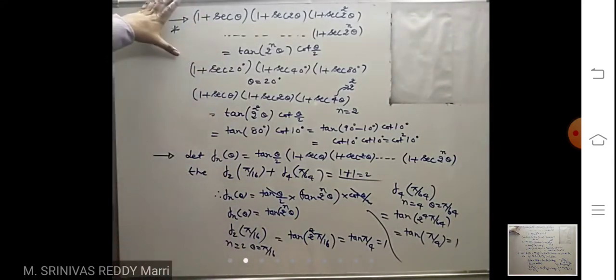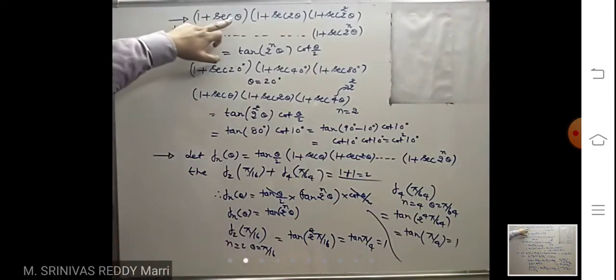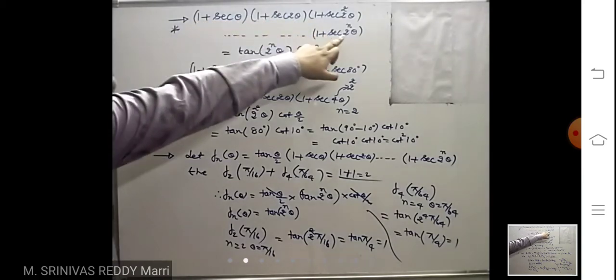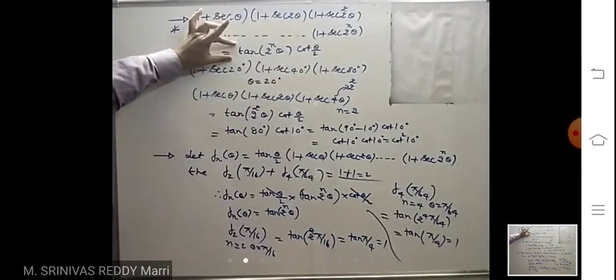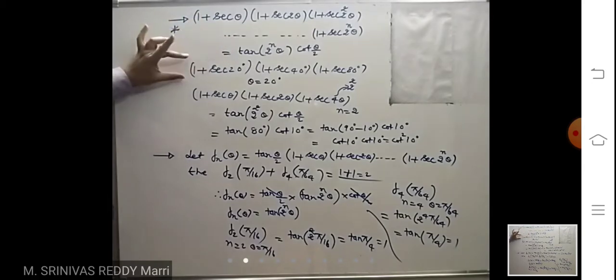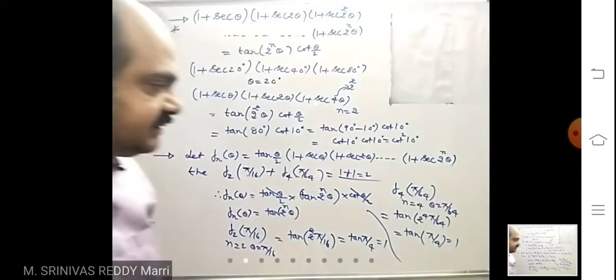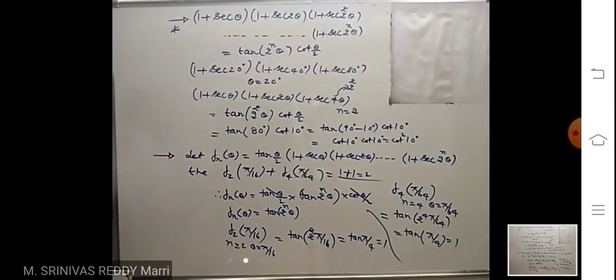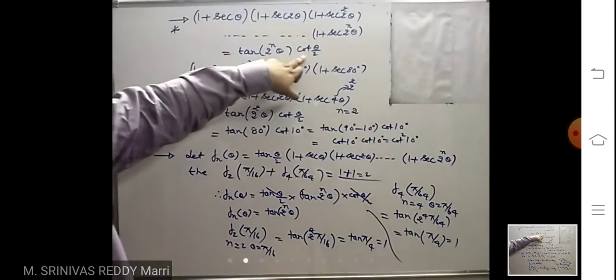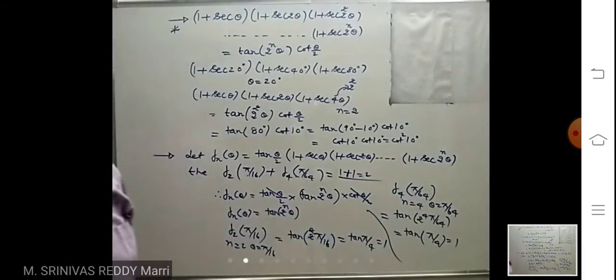Very important formula this one. So 2 power 0 theta, 2 power 1 theta and so on 2 power n theta. This is the formula. So in some cases it will be asked like this, in some cases directly it will be asked like this. So if you don't remember the formula, it will become a difficult problem.